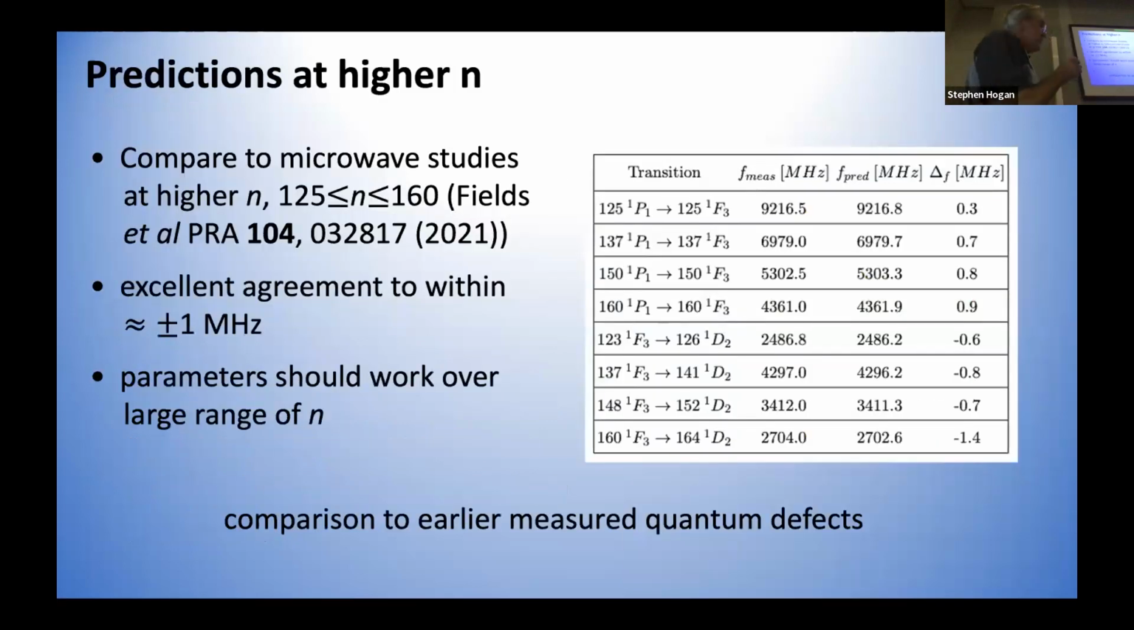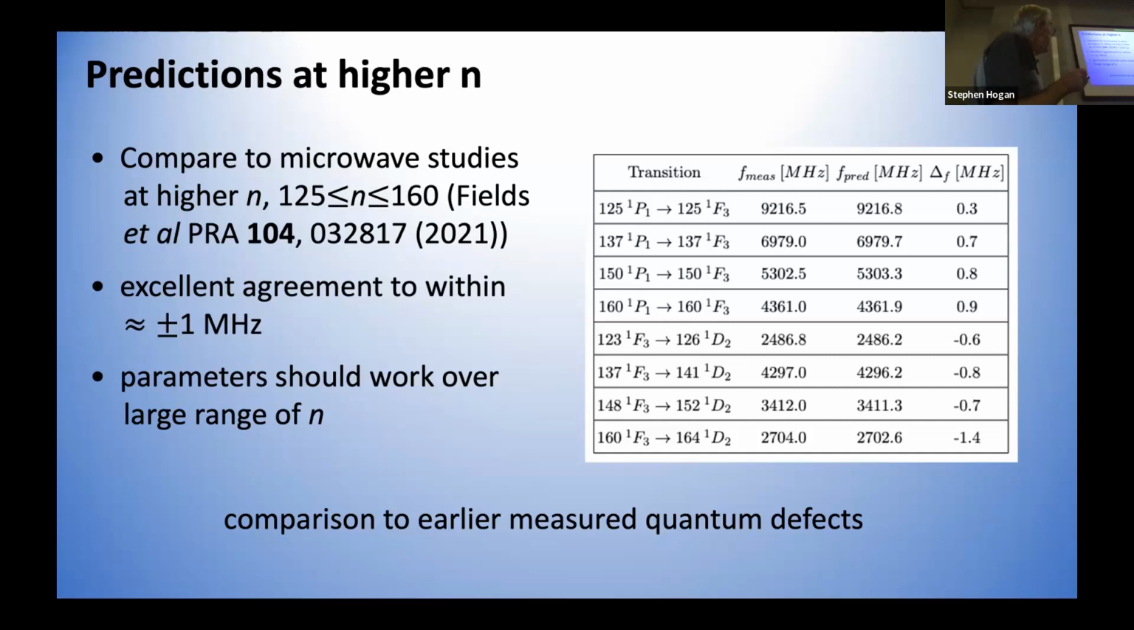And you can then take our measurements and say, well, let's see what predictions we might have at higher n. Now, there are some previous microwave studies we've done at Rice with Rydberg levels up in the range of n = 125 to 160. These are the transitions that were measured. These are the frequencies that were predicted. These are the measured ones. These were the predicted ones.